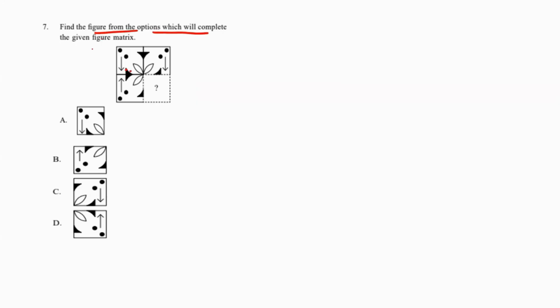Next, question number 7. Find the figure from the options which will complete the given figure matrix. You just have to complete the figure matrix. So over here, this would be here. Then this, then the arrow facing upward. Where do you find the pattern? In option B. That's the answer.